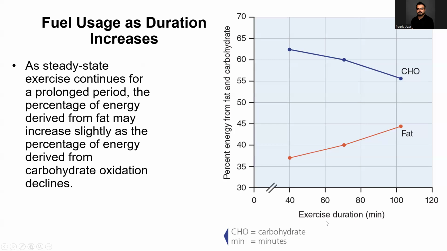So as our exercise duration increases, the percentage of energy coming from fat increases and the percentage of energy coming from carbs decreases. As steady state exercise continues for a prolonged period, the percentage of energy derived from fat may increase slightly as the percentage of energy derived from carbohydrate oxidation declines.